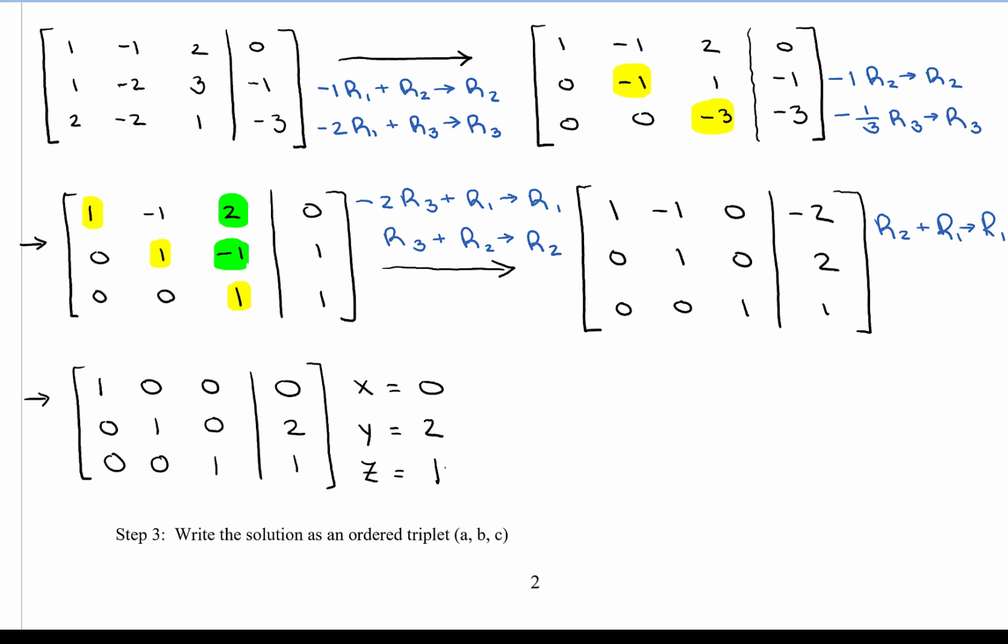And when we write a solution for a system of equations, a system with 3 equations and 3 unknowns, we're going to do our step 3. We're going to write the solution as an ordered triplet, a, comma, b, comma, c. So I'm going to write this as 0, comma, 2, comma, 1. And I'm going to box that answer in, and that's going to be our final answer for this problem.